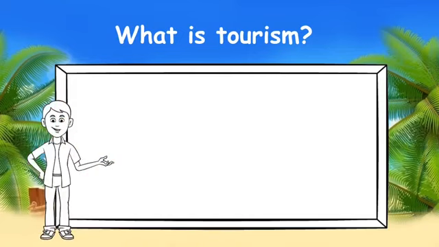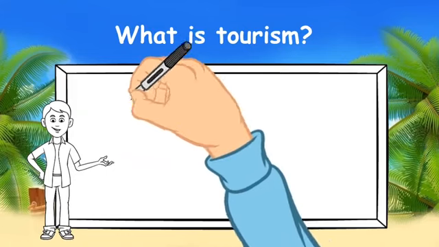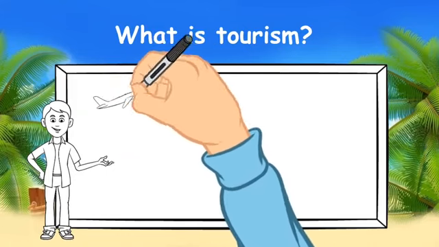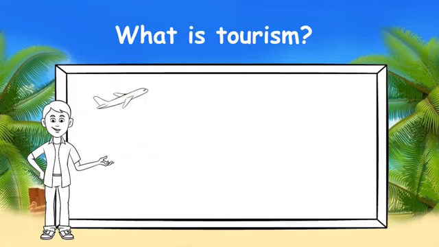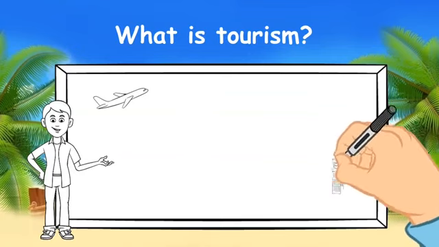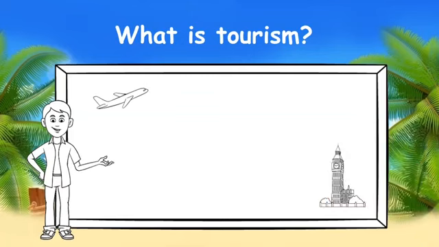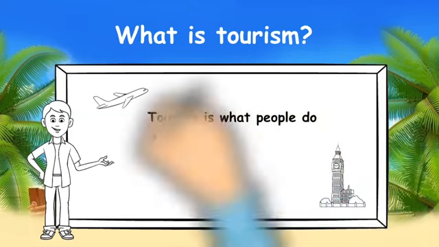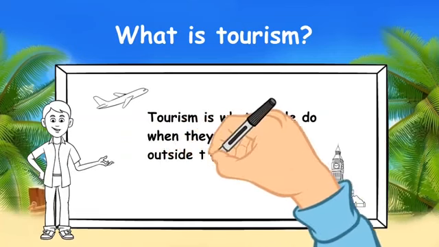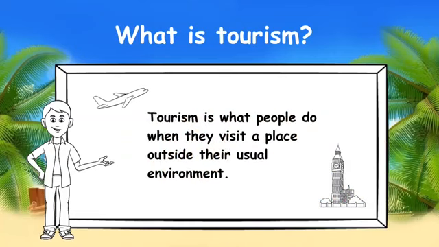What is tourism? By some accounts, tourism is the world's biggest industry. According to the World Tourism Organization, it employs up to 10% of the world's workforce. But what exactly is this phenomenon we call tourism? Simply put, tourism is what people do when they visit a place outside their usual environment.